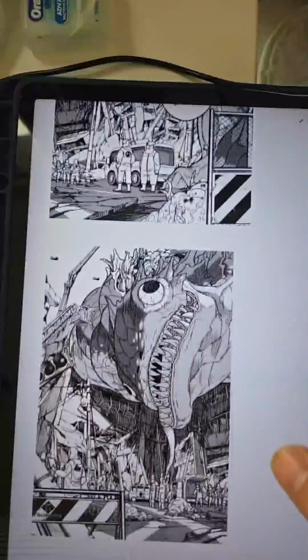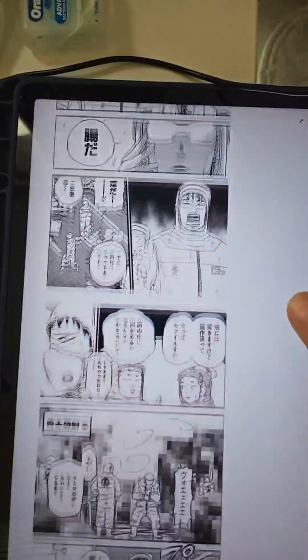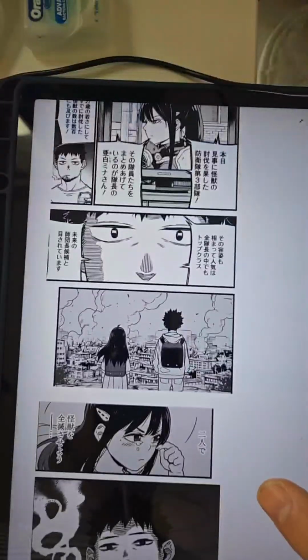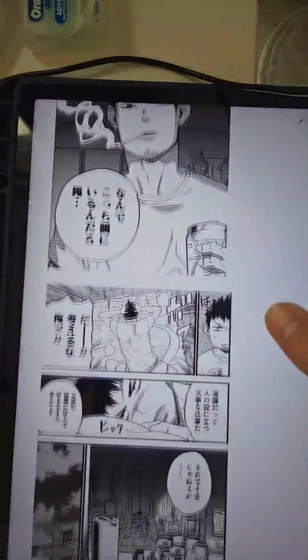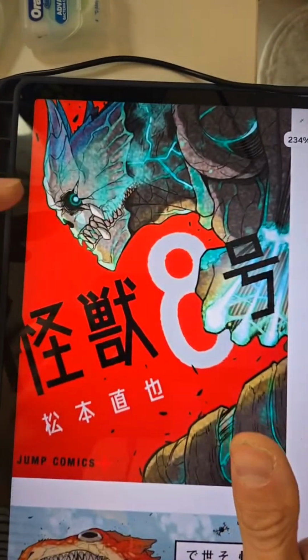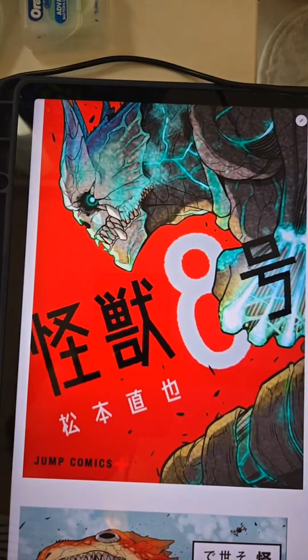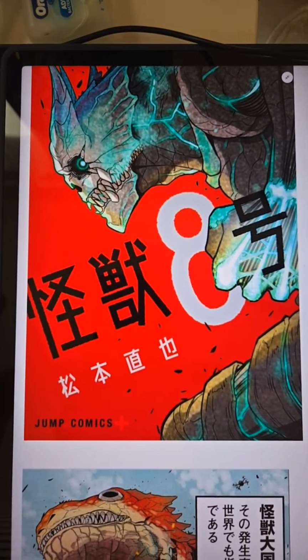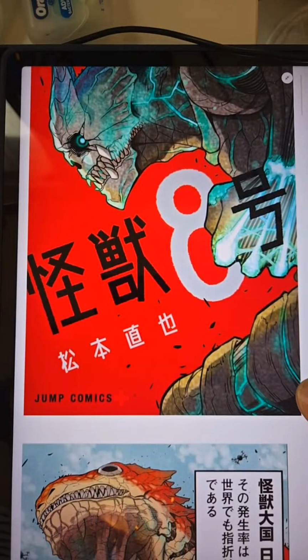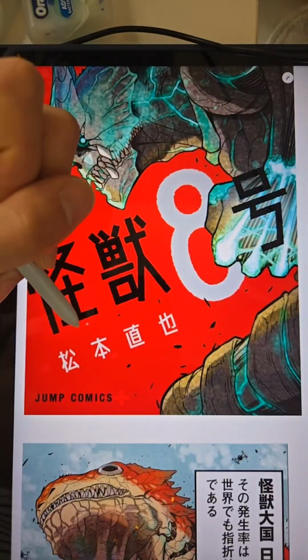So let's see how many pages we can go through. It is a lot of material, and I do tend to explain in detail, so I'm not sure. Sometimes I can take an hour just to explain a couple pages, so we'll see. Okay, let's start with the title, Kaiju 8号. Let me know if you have a question anytime. Just ask me in the comments, okay?